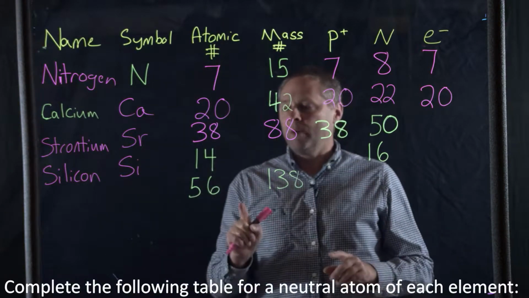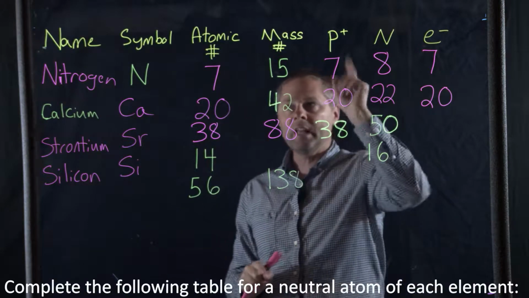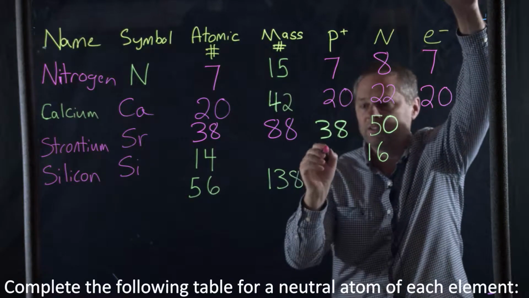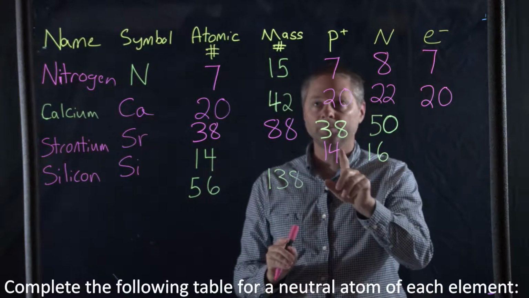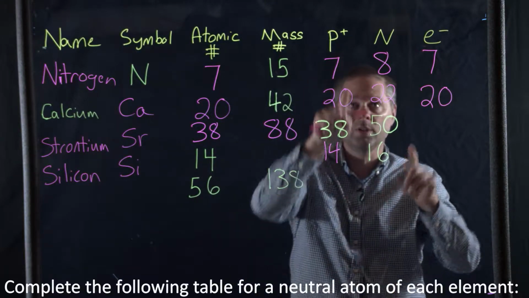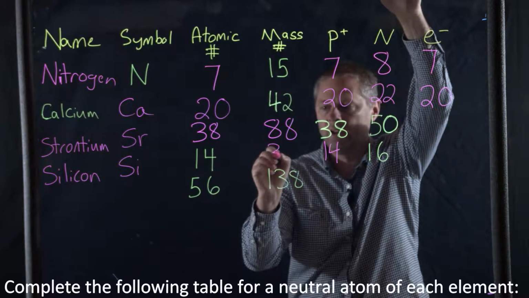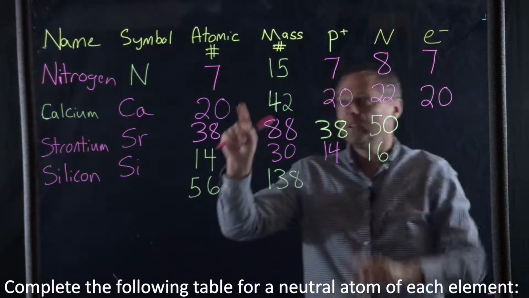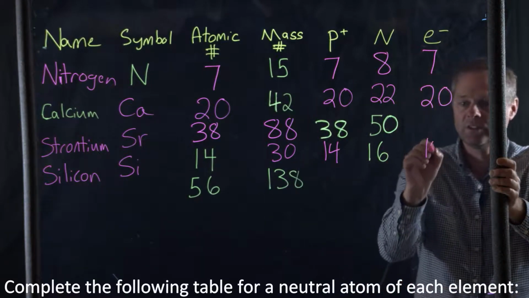All right. Now, they give us the atomic number. The atomic number is 14. Remember that the atomic number is going to be equal to the number of protons, and so that's going to be 14 as well there. Now the number of protons plus the number of neutrons is going to give us the mass number, and so that's going to be 30. The number of protons is going to be equal to the number of electrons, and so that's going to be 14 as well there.